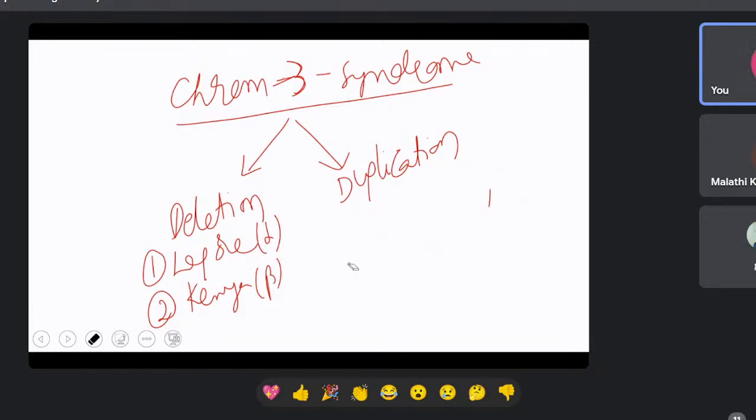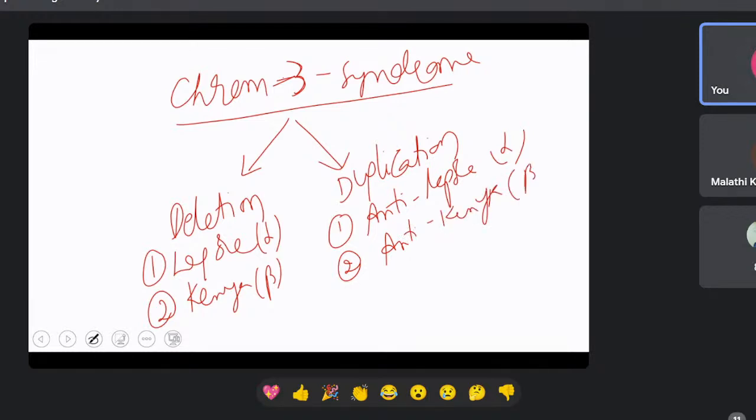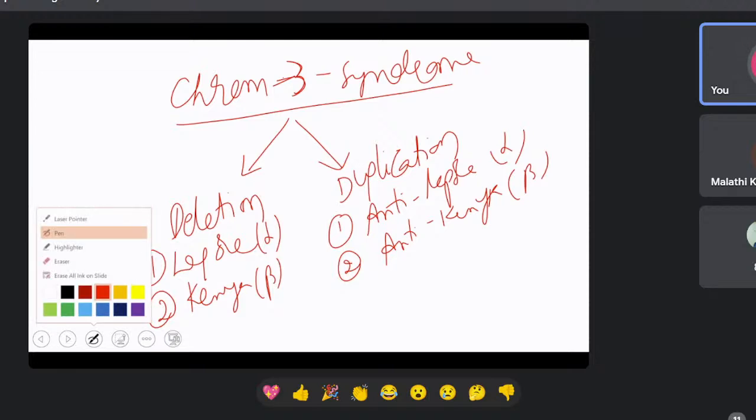deletion. Whereas when duplication occurs, there are two different types of hemoglobins. One is called anti-Lepore, which occurs due to duplication in the alpha segment, and anti-Kenya variant. It occurs due to duplication in the beta gene. This is the second example for duplication.